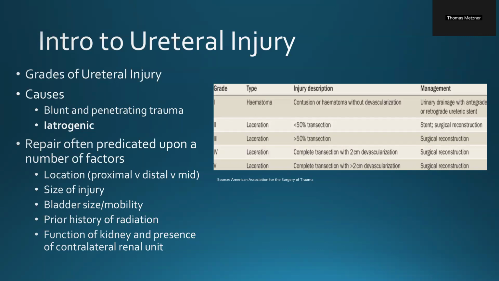A prior history of radiation could impact how we choose to repair a ureter. And then the function of the patient's kidney, as well as the presence of the contralateral renal unit, or if this is a solitary renal unit, can also influence how we go about fixing these.